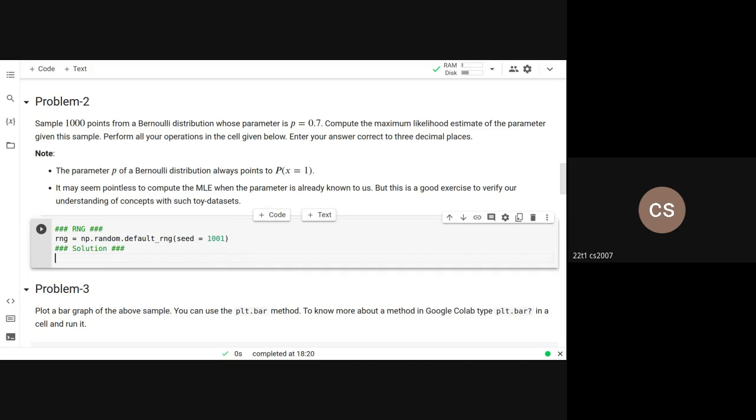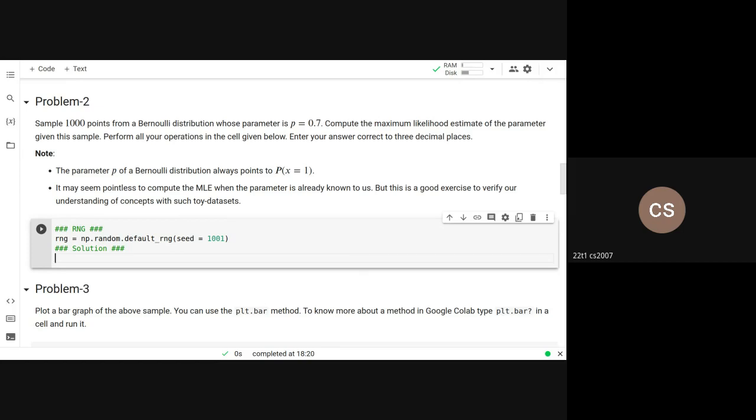This is what the note says. One important reason we do it is to verify that whatever we are learning is the right thing, and the best way is to do it with simple data sets like this. The MLE should be close to 0.7 in this case, and this kind of exercise helps us verify that nicely.